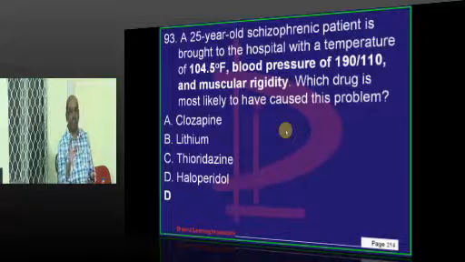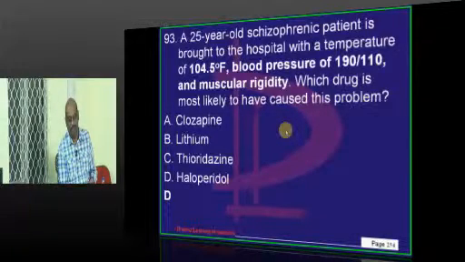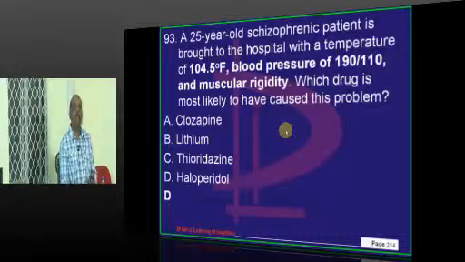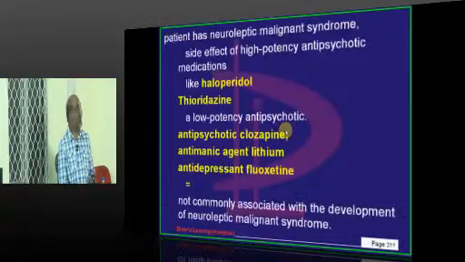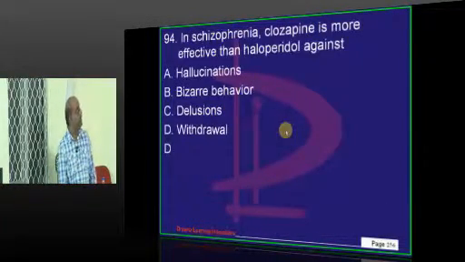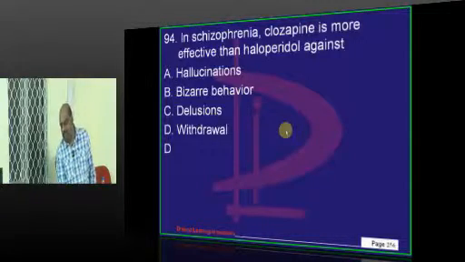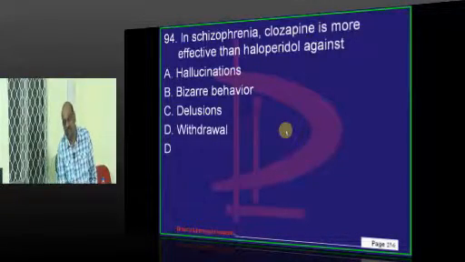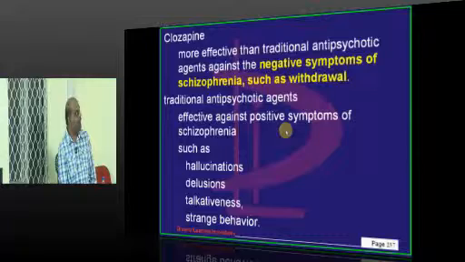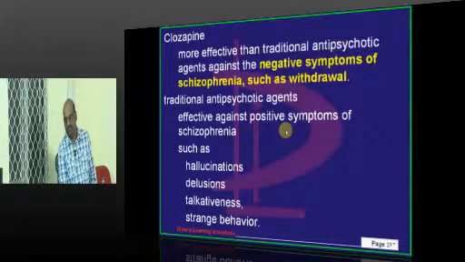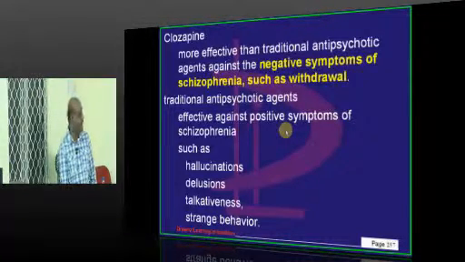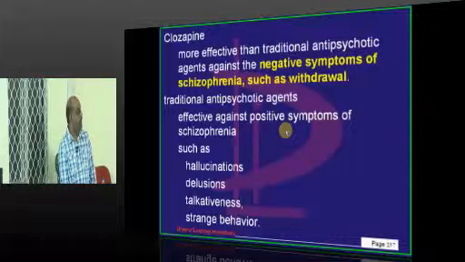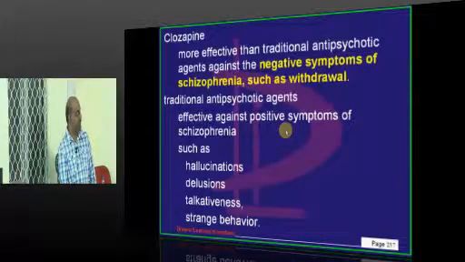104-degree temperature, muscle rigidity. It is called haloperidol associated malignant hyperthermia. Clozapine is mainly required for what? It is mainly required for negative symptoms. Which negative symptoms? Withdrawal is an example of a negative symptom.